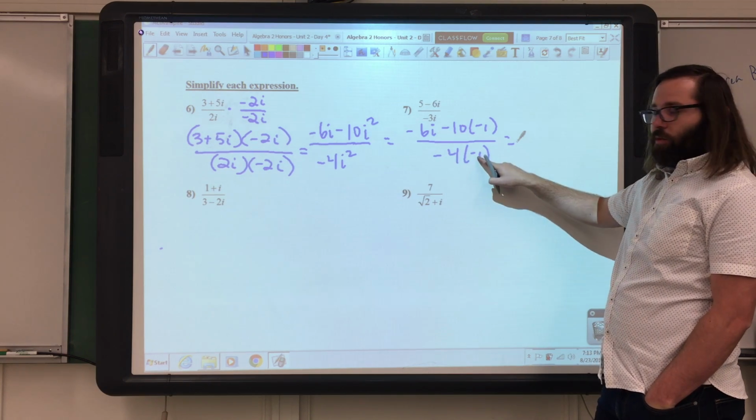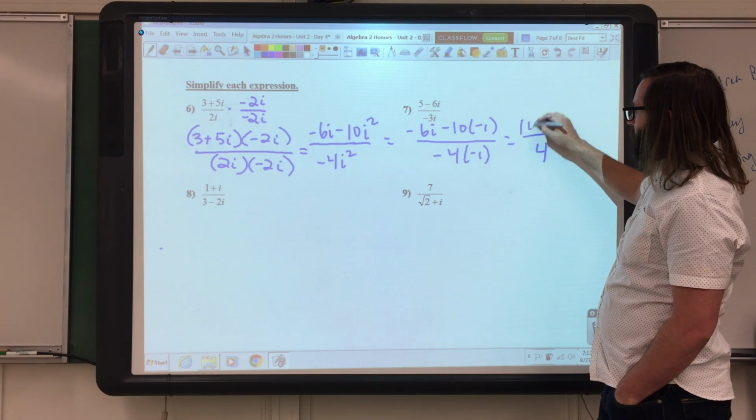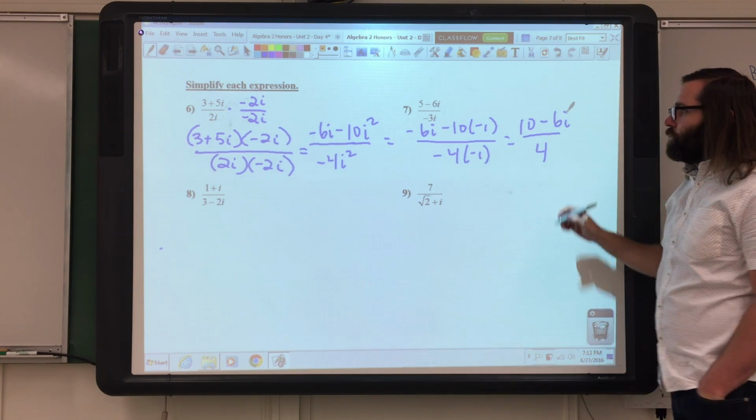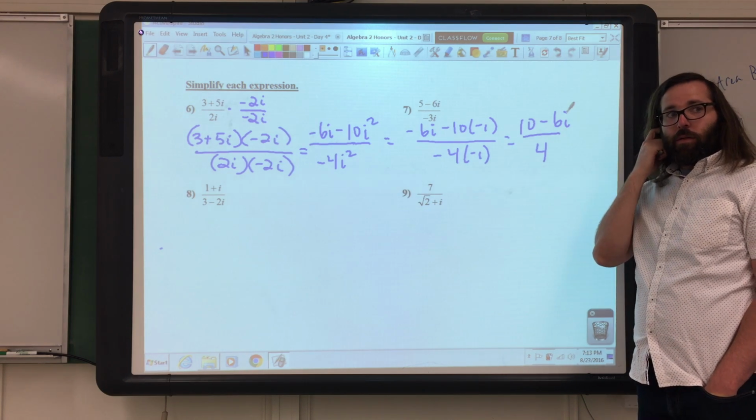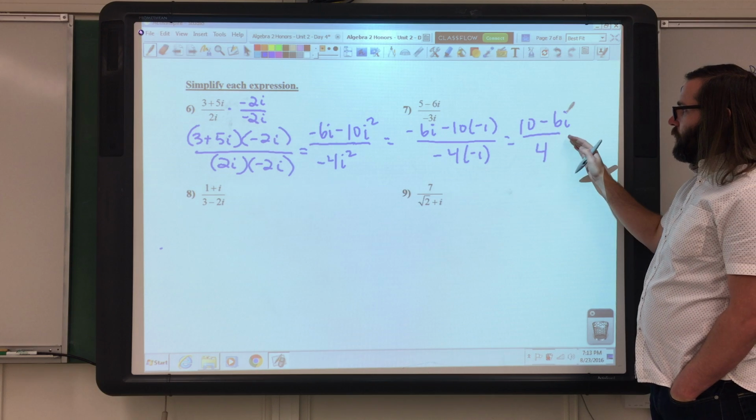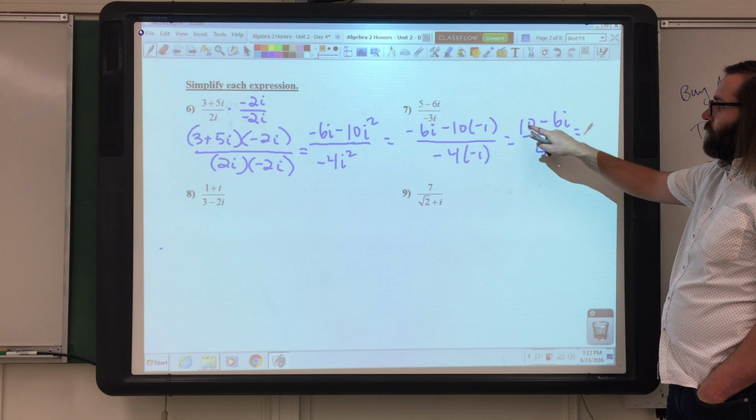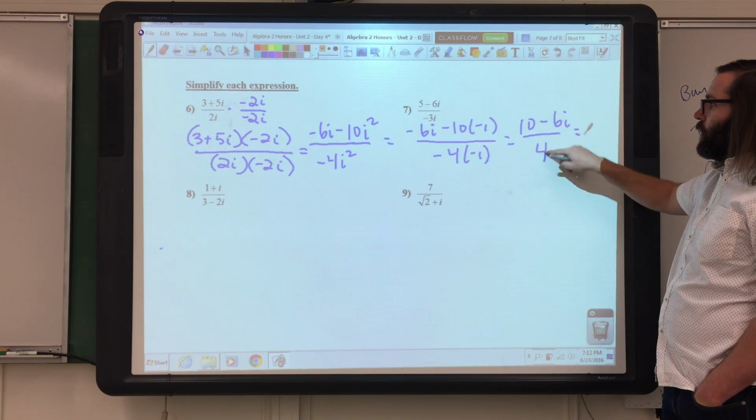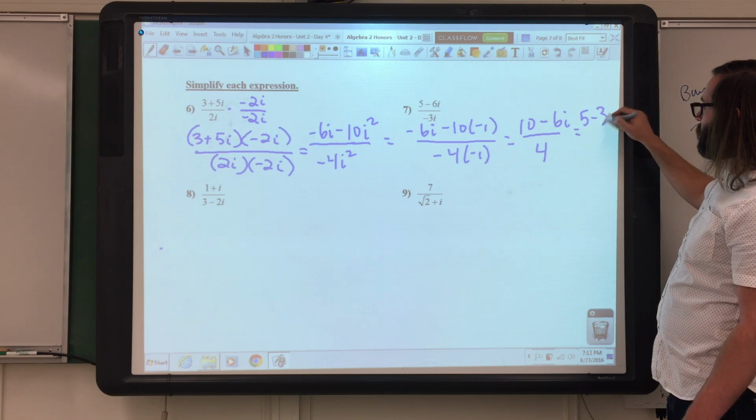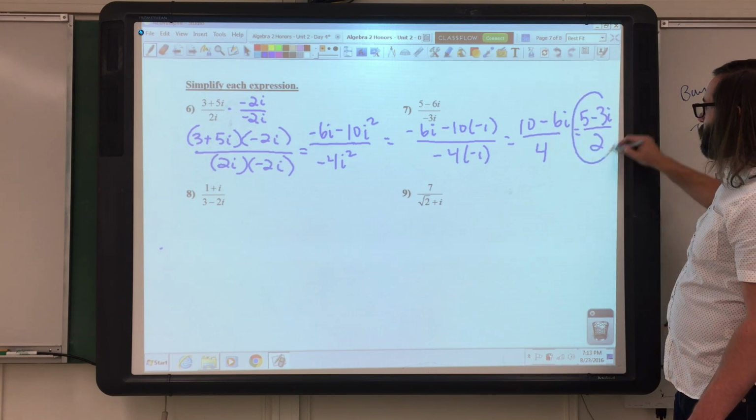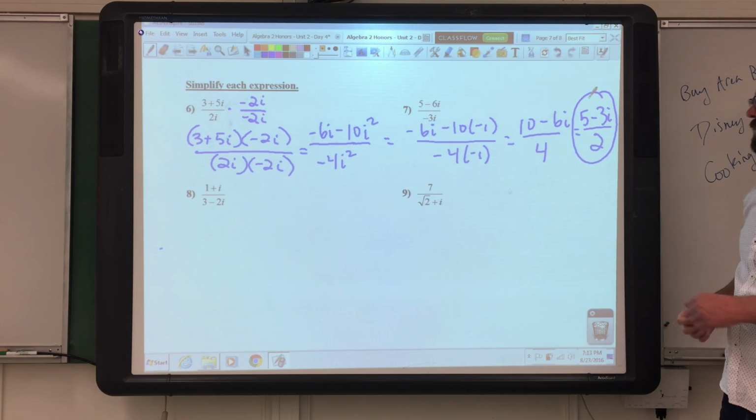So negative 4 times negative 1, that becomes a positive 4. This becomes a positive 10. Okay, so we've simplified this a lot, and we can still simplify. So this, you can divide all these by 2. You get 5 minus 3i over 2. That is your simplified answer.